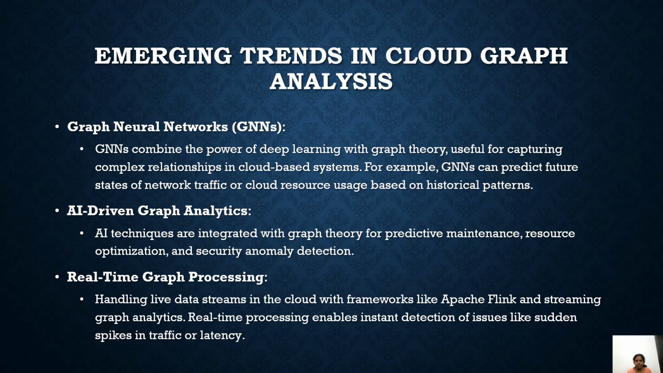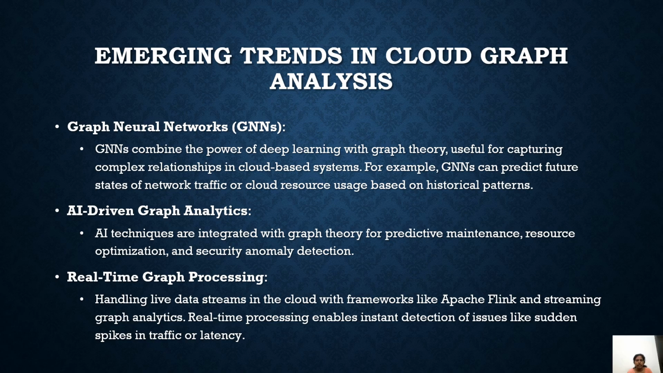Emerging trends in cloud graph analysis. Graph neural networks. GNNs combine the power of deep learning with graph theory, useful for capturing complex relationships in cloud-based systems. For example, GNNs can predict the future states of network traffic or cloud resource usage based on historical patterns. AI-driven graph analysis. AI techniques are integrated with graph theory for predictive maintenance, resource optimization, and security anomaly detection.